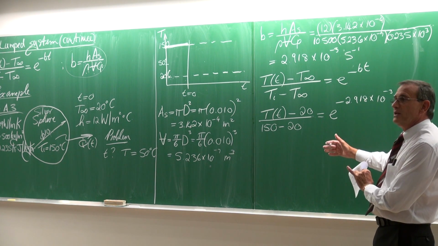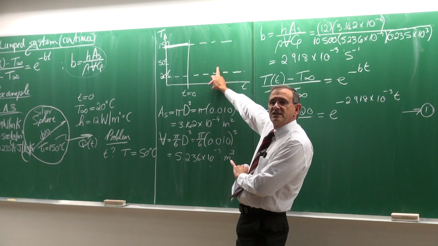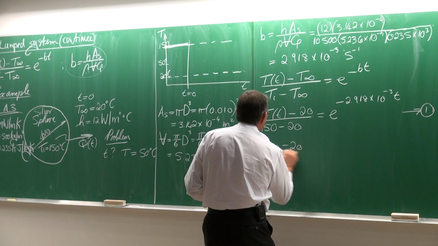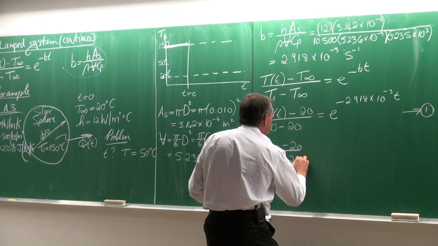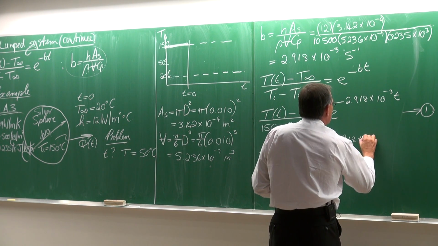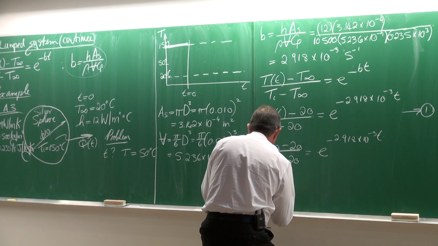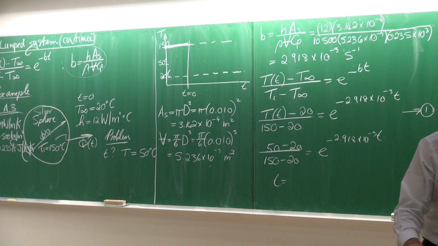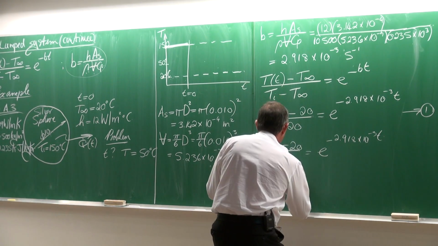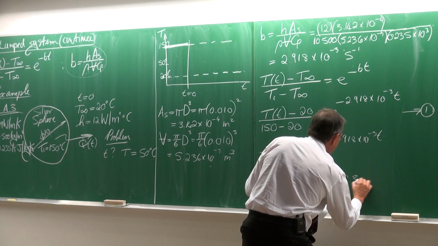Okay, so the only thing that we now need to do is, we want to know when the temperature will be 50 degrees Celsius. So it's very easy. It is (50 minus 20) divided by (150 minus 20) is equal to e to the minus 2.918 multiplied by 10 to the minus 3 t. And if we solve for t, then t is equal to 502.5 seconds, and that is 8.38 minutes.